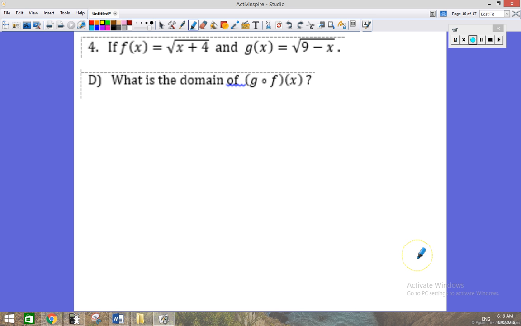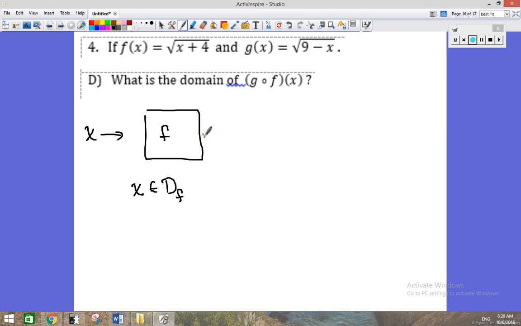Domain is a set of all real numbers, excluding any values that cause division by 0, also excluding any values that cause us to take the square root or even root of a negative number. To find the domain of a composition, we need two things to be true. The input into our first function, which is always listed last in our composition notation, has to be in the domain of f. Otherwise, we will not have an output of the function.